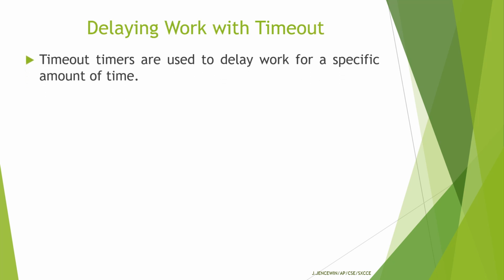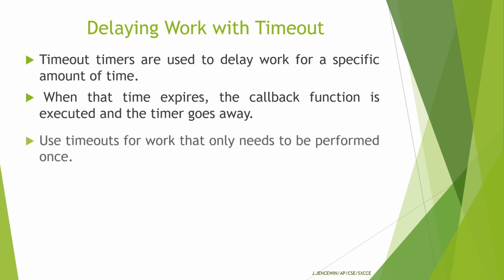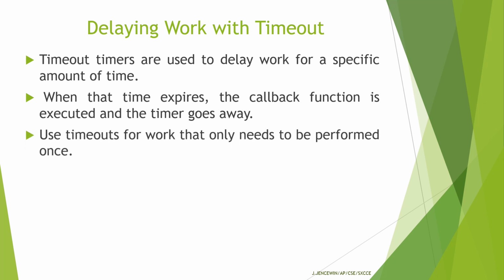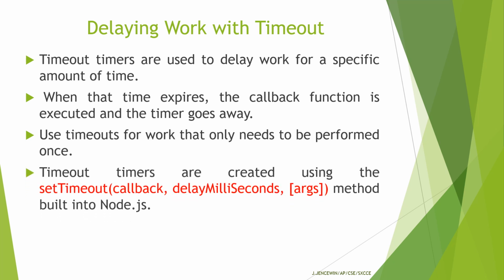First, using timeout. Timeout is normally used to delay work for a specific amount of time. For example, if you want to execute a particular task after 2 seconds, then we can use the timeout function. It is a callback function, and it executes that callback function when the time expires. Timeouts are used for work that only needs to be performed once, so the callback function is executed only once.